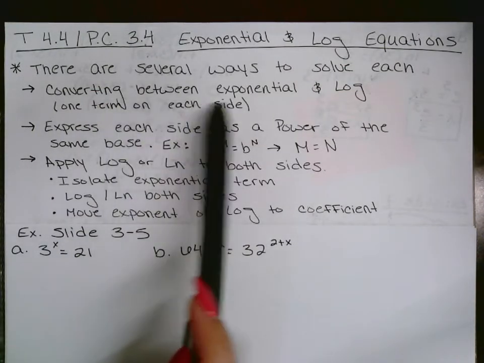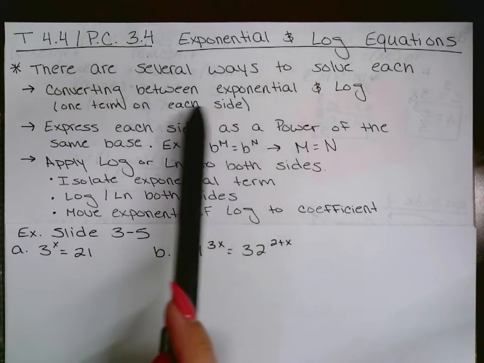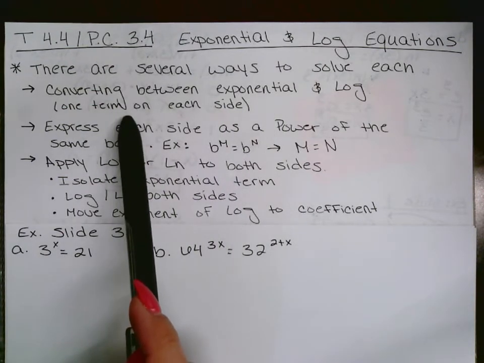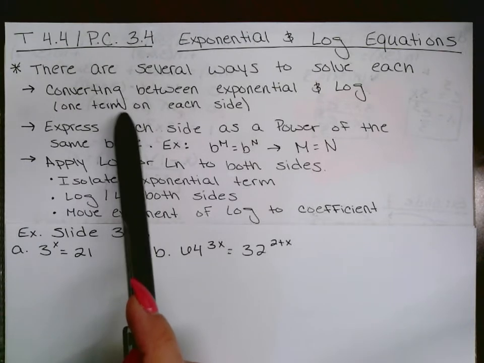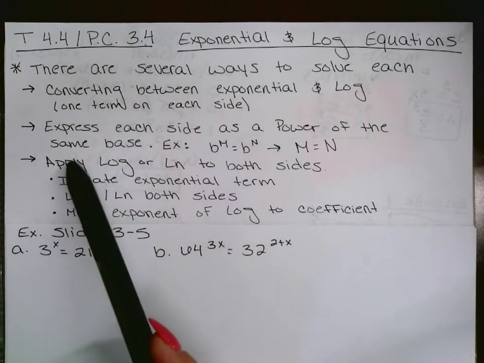One of them is to convert between exponential and log, so change the format. And then you want to end up with one term on each side in order to do this, okay? So this one will only work when there's one term on each side. Remember when we talked a few lessons ago about drop the base, change the place of the x and the y? That's what this is, okay?